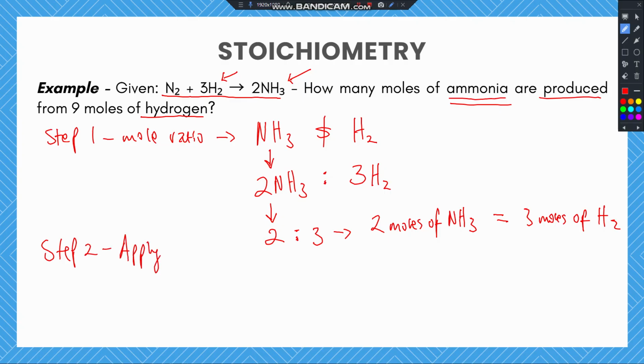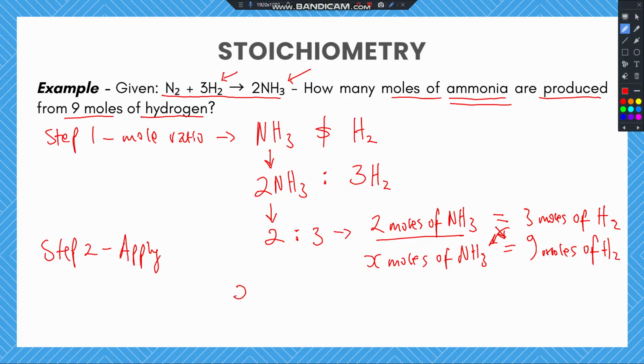So how do we apply the mole ratio? Well, let's get back to the question. How many moles of ammonia? So we'll come under here and write X moles of ammonia, NH3, will now be produced from 9 moles of hydrogen, since we do not know the number of moles of ammonia that will be produced by 9 moles of hydrogen. So at this point, we do the normal, we cross multiply.